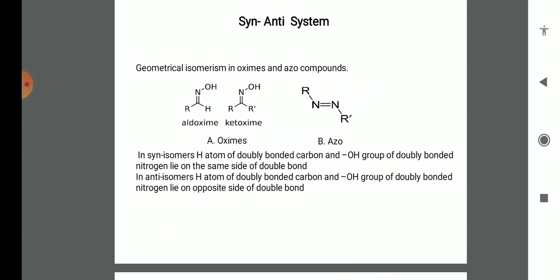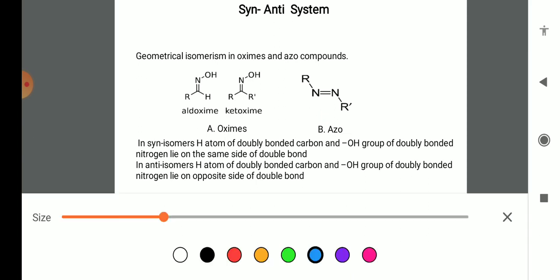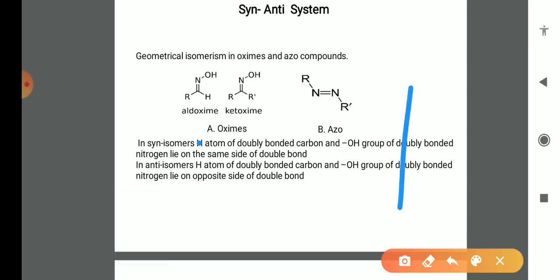So how can we identify the syn and anti system? First, in the syn isomers, the hydrogen atom of the double-bonded carbon and the OH group of the doubly bonded nitrogen lie on the same side of the double bond. In the syn, what will happen? The hydrogen and OH groups lie on the same side, known as syn, and when the hydrogen and the OH lie on the opposite side, it is known as anti. Just see the examples.